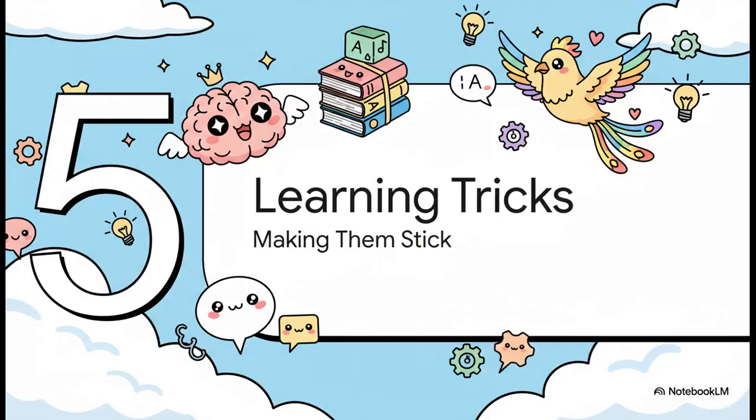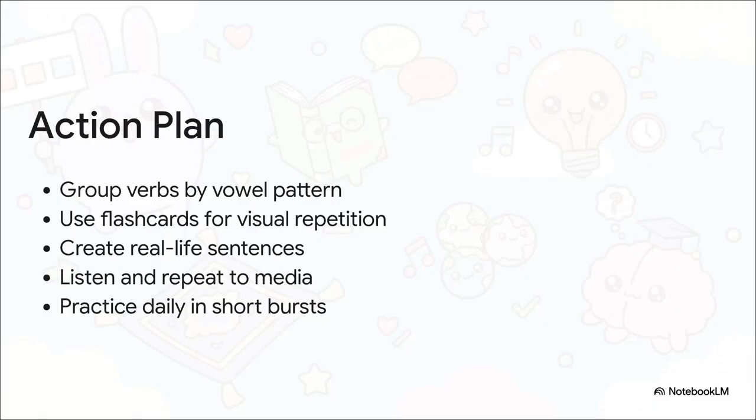Finally, Section 5. Tricks to learn them, making them stick. All right, we've got the history, we've practiced the sounds together, and we've got our phonetic decoder ring. Let's make it stick. First off, ditch the alphabetical lists. Start grouping your verbs by their vowel patterns, just like we did with sing, sang, sung.